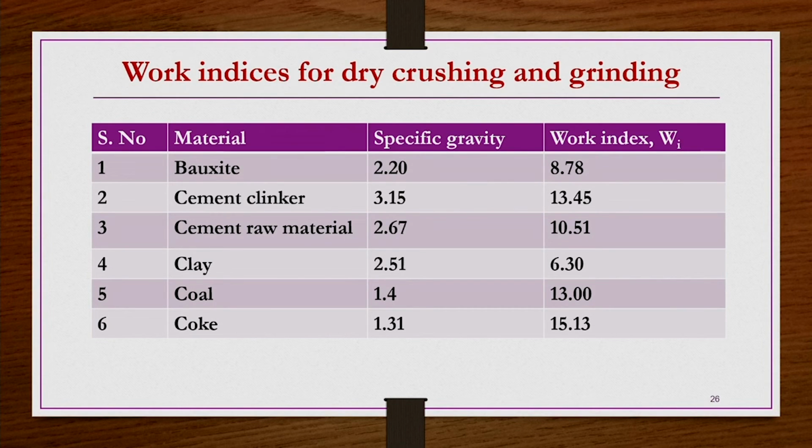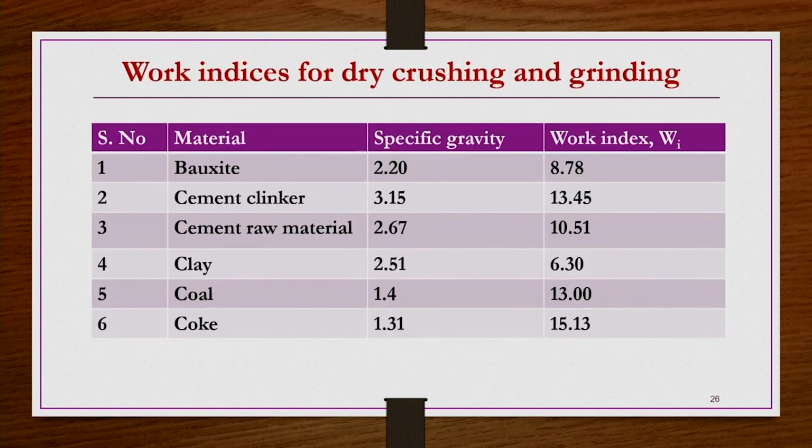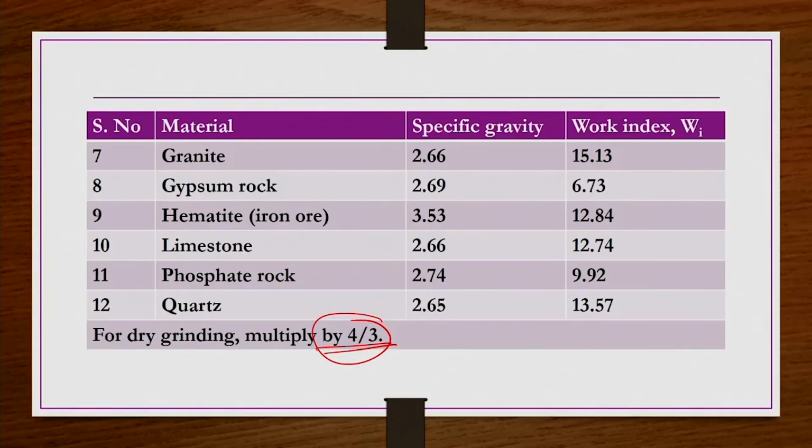For different types of materials, these Wi numbers are given here. They are given for wet grinding. So, whatever materials are given here, that is for wet grinding. If you are doing dry grinding, then whatever Wi numbers are given in these tables for wet size reduction should be multiplied by 4 by 3.